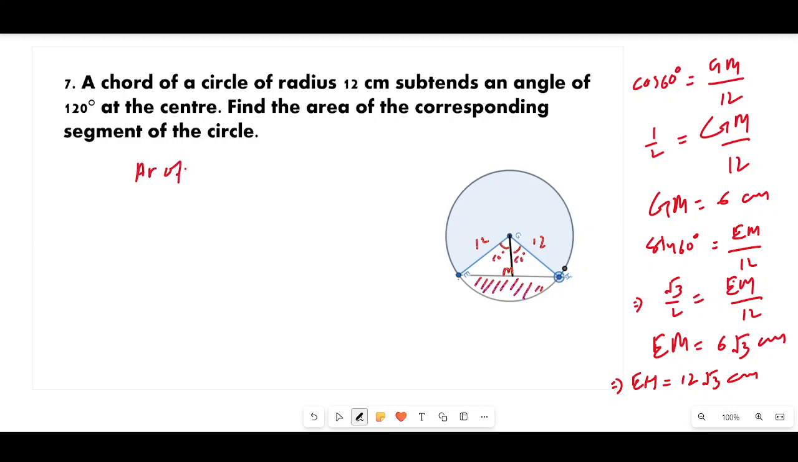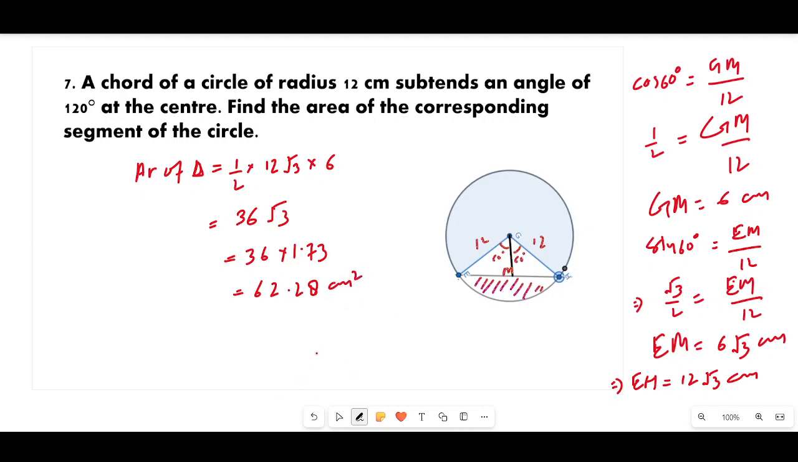Area of triangle will be 1 by 2 base into height. Base is 12√3 and height will be 6. Now 2 sixes are 12, 6 sixes are 36, so 36√3. If we put the value of √3, that is 1.73, then after multiplication we will get 62.28 centimeter square. Clear?